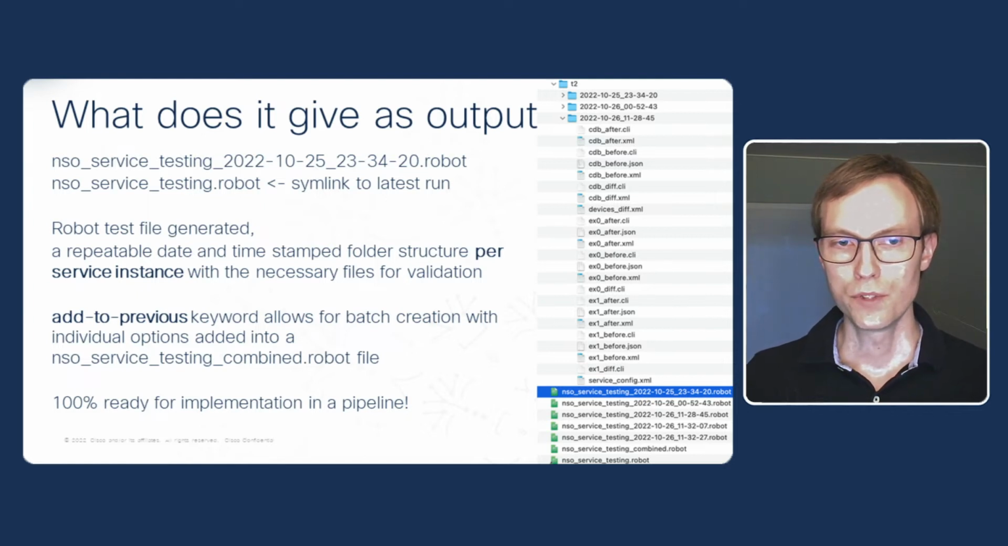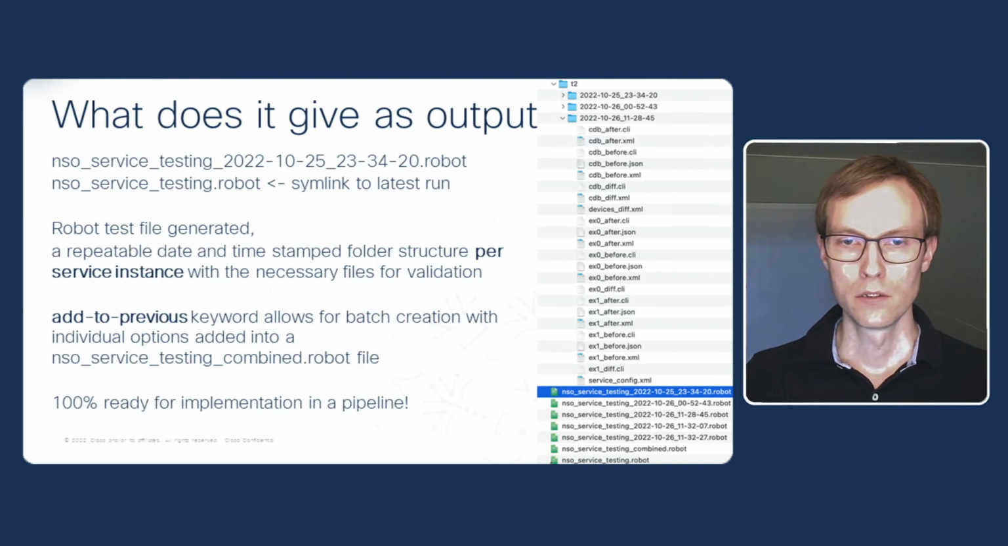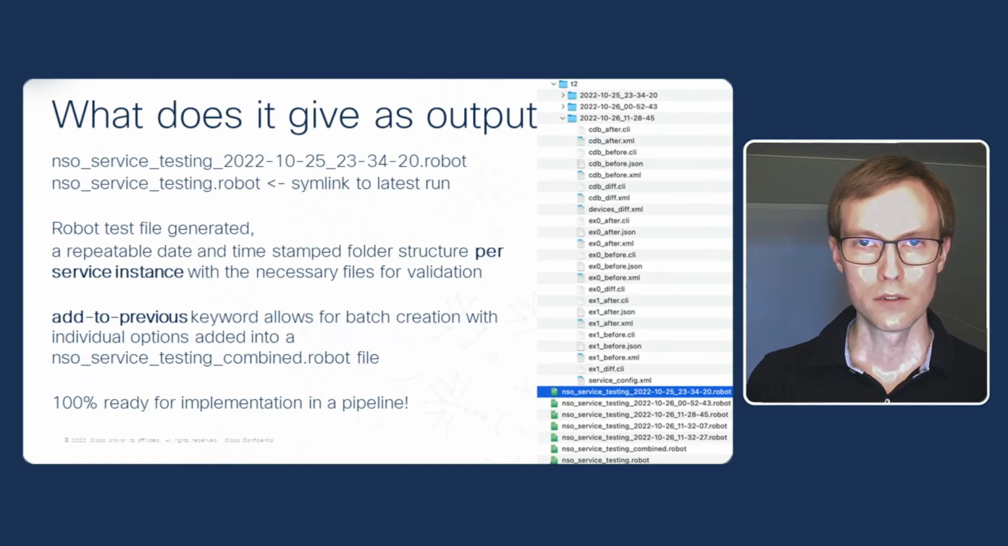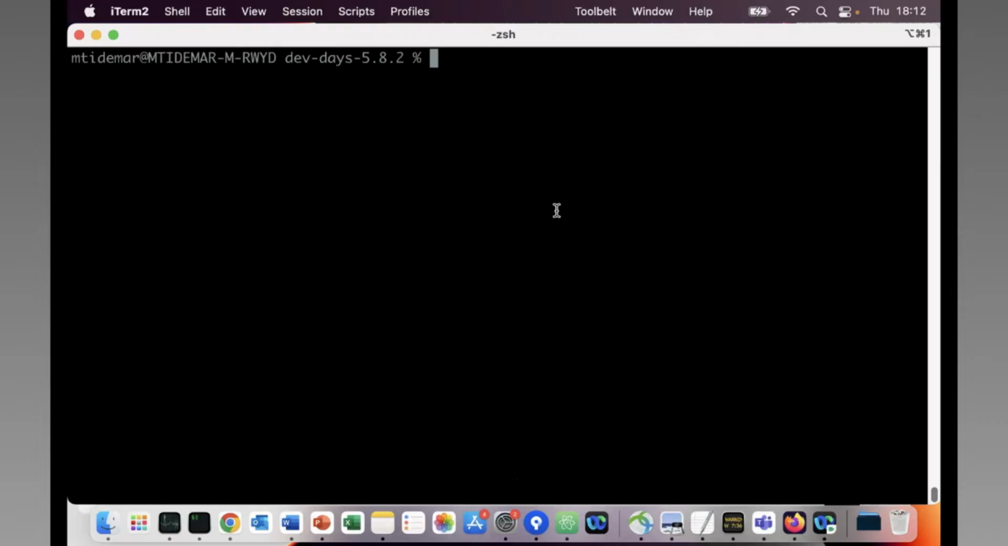Then we can also do this other keyword, add to previous. That allows you to create batches with individual options added to a combined service testing robot file. And of course, all of this is 100% ready for implementation in any CI/CD pipeline. And now we move to the demo.